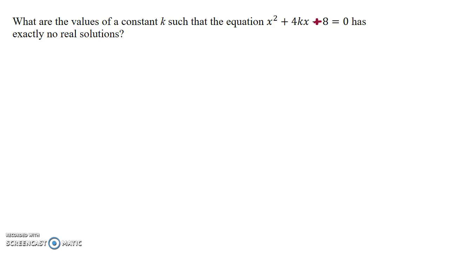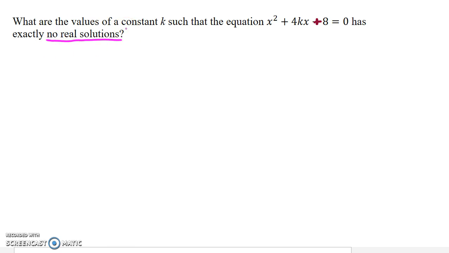Hello, so we are going to be talking about how to use a discriminant to find a constant in a quadratic. So it says, what are the values of a constant k such that the equation x squared plus 4kx plus 8 equals 0 has exactly no real solutions? So if it has no real solutions, that's talking about the discriminant.